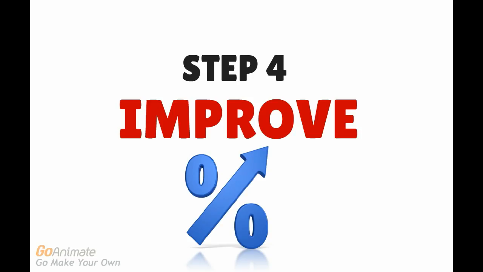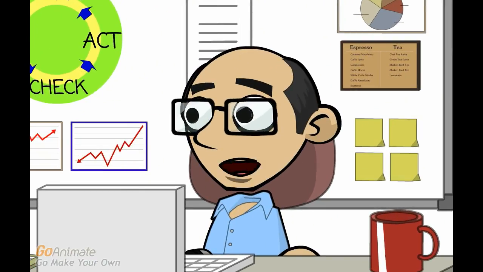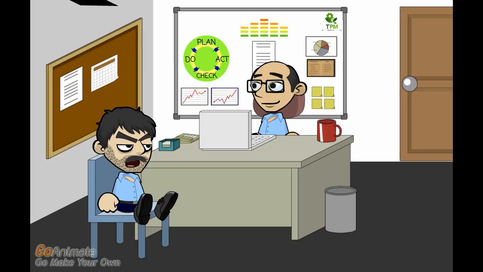Improve. Once the root cause is found, Mr. Grouchy, we will need to develop an action plan to fix the problem and reduce its probability. Well, what if the problem has got more than one solution? Good question. In that case, evaluate your countermeasures using the following steps.